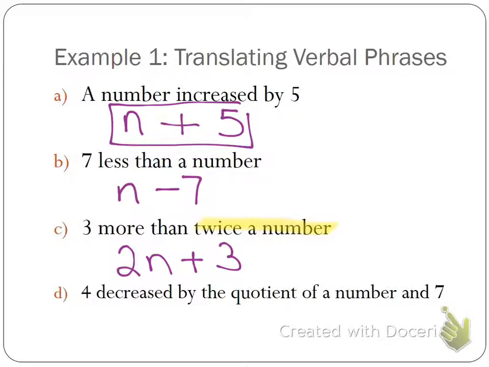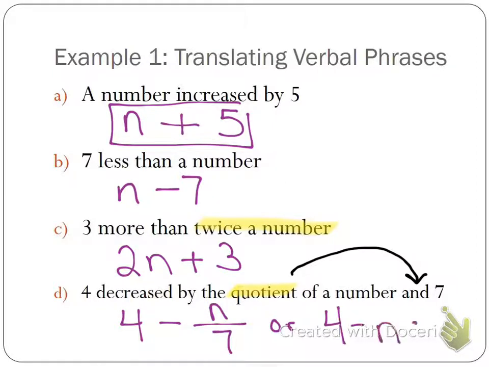All right, and then of course they get a little bit more involved, each one. Now let's look at D. 4 decreased by the quotient of a number and 7. So let's just start at the beginning. 4 decreased by, how do I write that? 4 minus, now it says the quotient of a number and 7. Well, quotient out here up front gives me the hint as to what operation. Where I see the word and is where it's actually plugged in. So of a number and 7, I can write it as a fraction, or I can write it division.